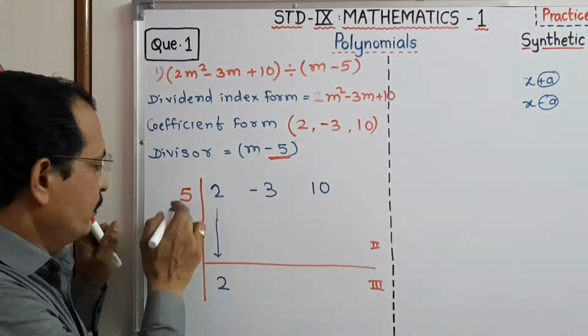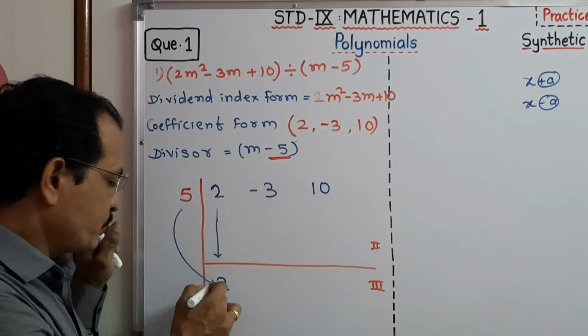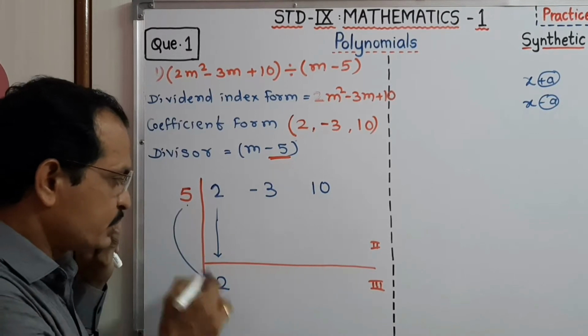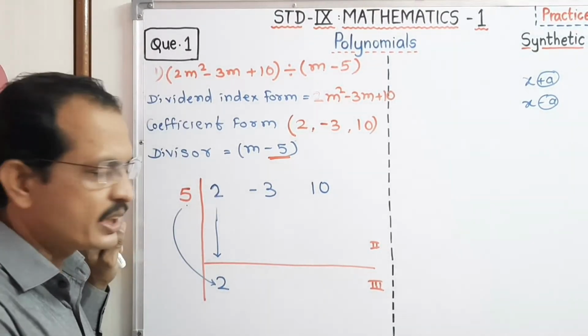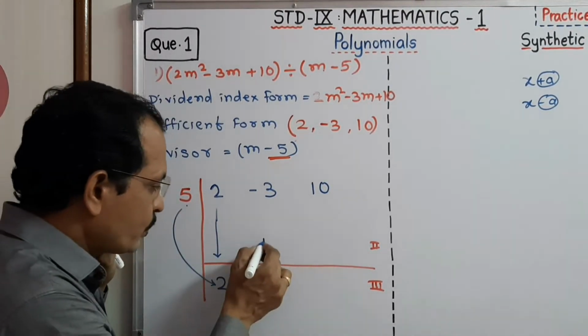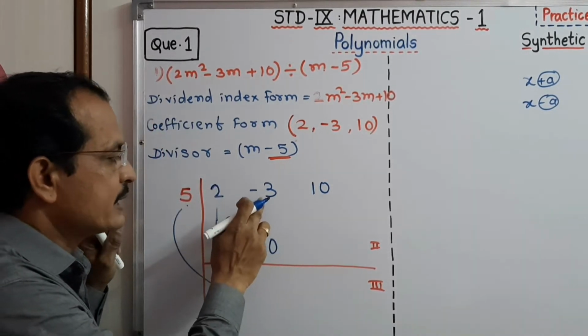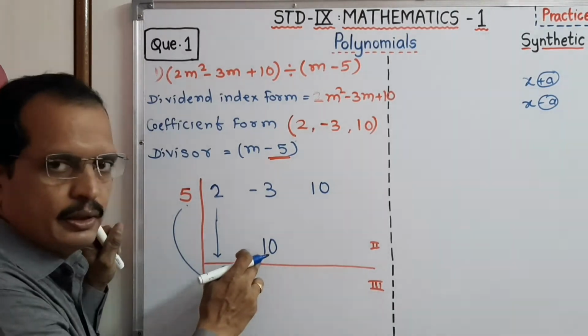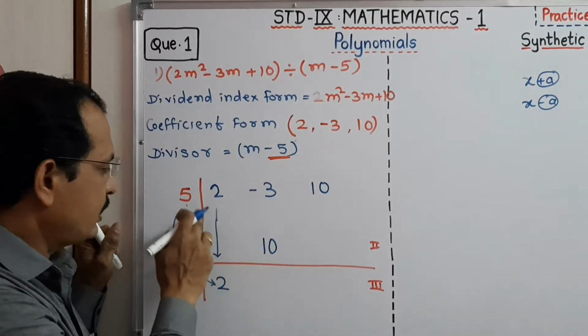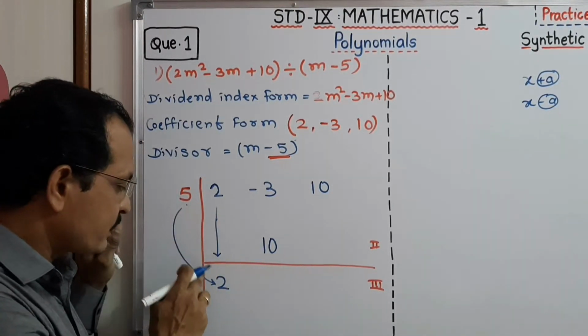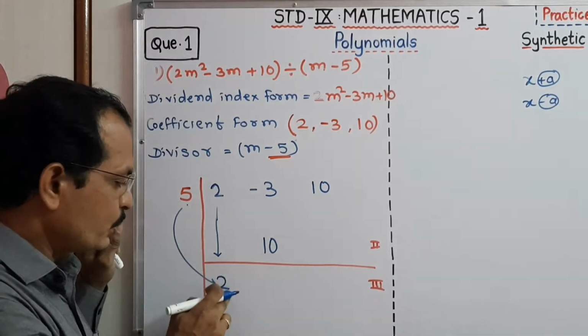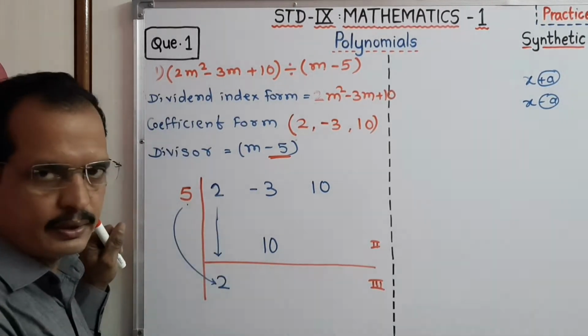Then, multiply this 5 with this 2. How much is it? It is 10. That 10 we have to write over here, below the second coefficient. How did we get this 10? It is the multiplication of this 5 into 2. 5 into 2 is 10. This 10 we have to write here.